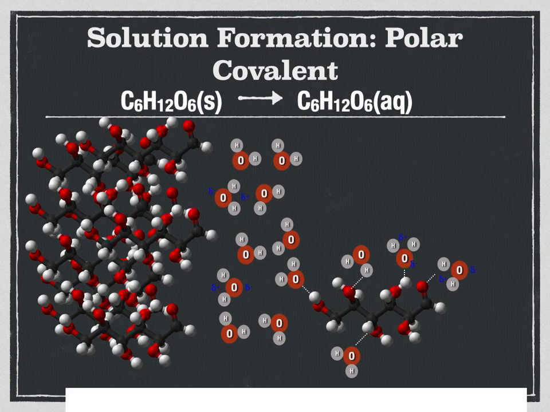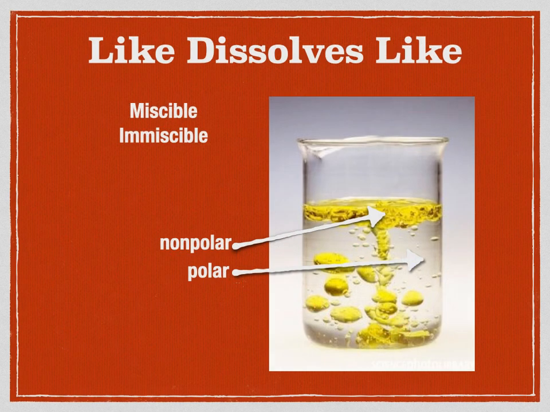And this all works because of one of the generalized solubility rules: like dissolves like. Polar and ionic compounds tend to mix pretty well. Non-polar compounds tend to mix with other non-polar compounds, but polar and non-polar do not mix. And here we have an image of oil and water. Water is a polar molecule, whereas most fats and oils are non-polar molecules.